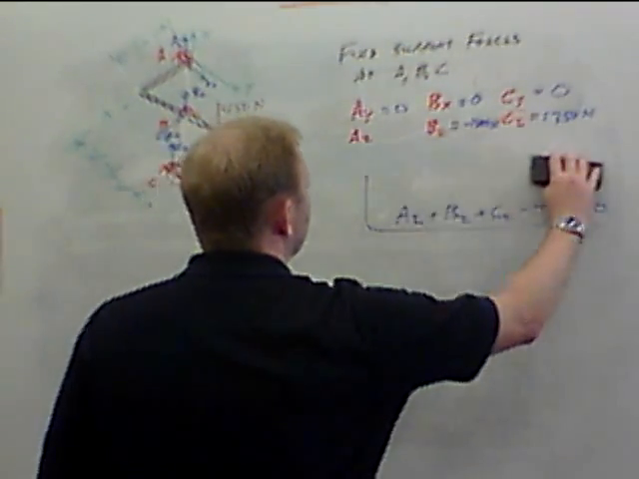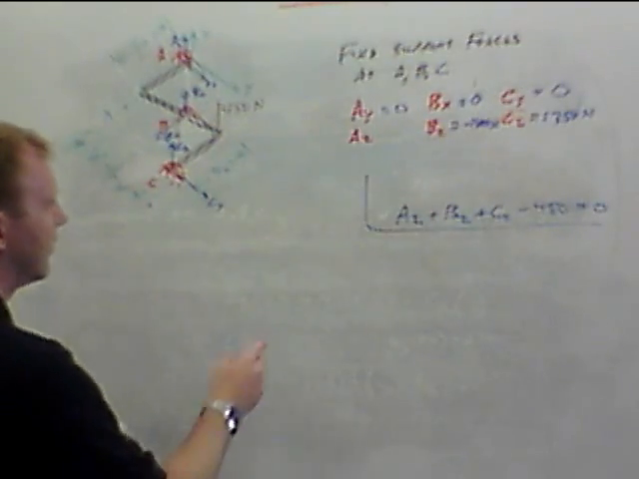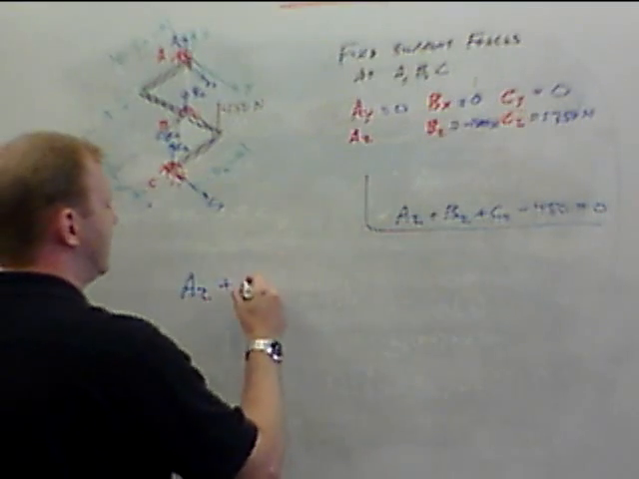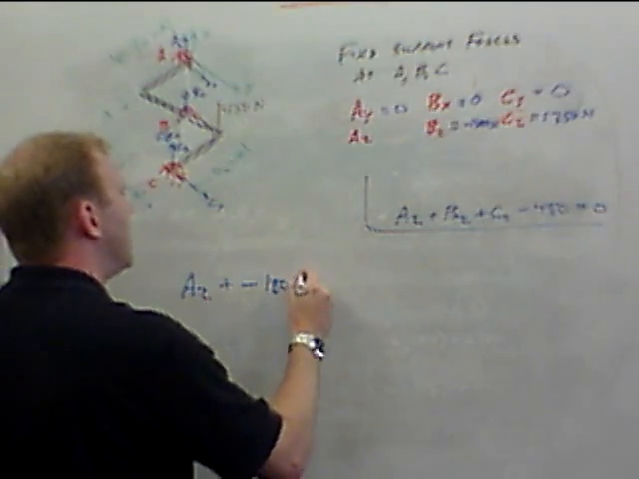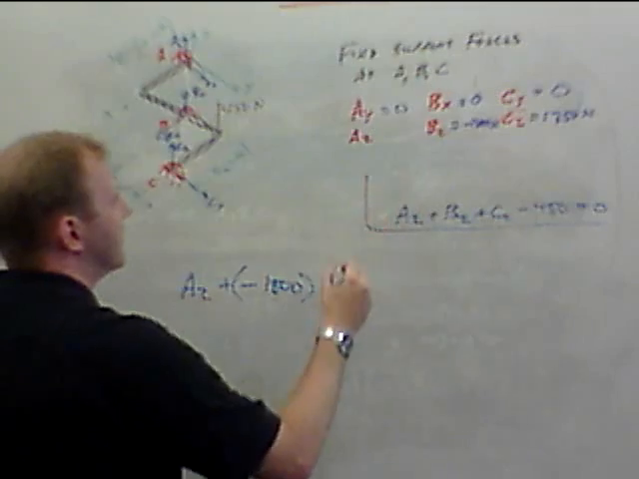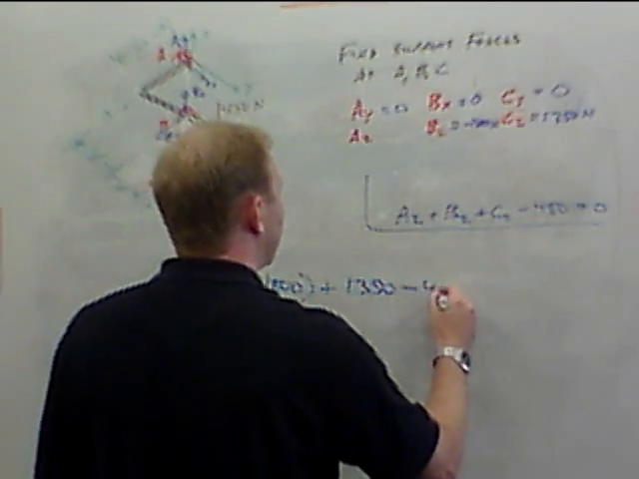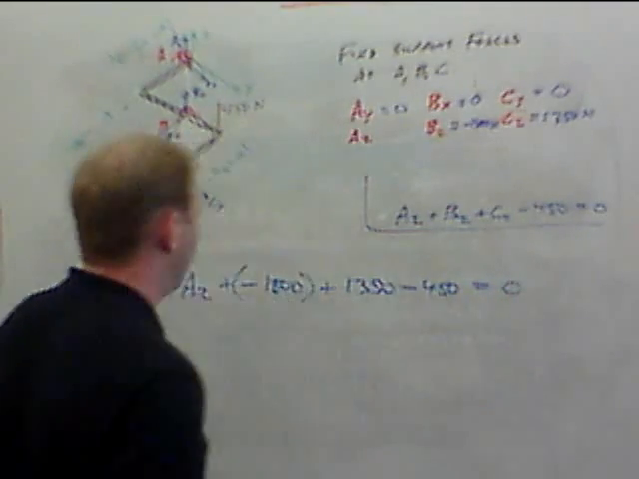We've also used this one. We just need to find AZ. We have one equation left. AZ plus BZ is minus 1800 plus CZ is 1350 minus 450 equals 0.